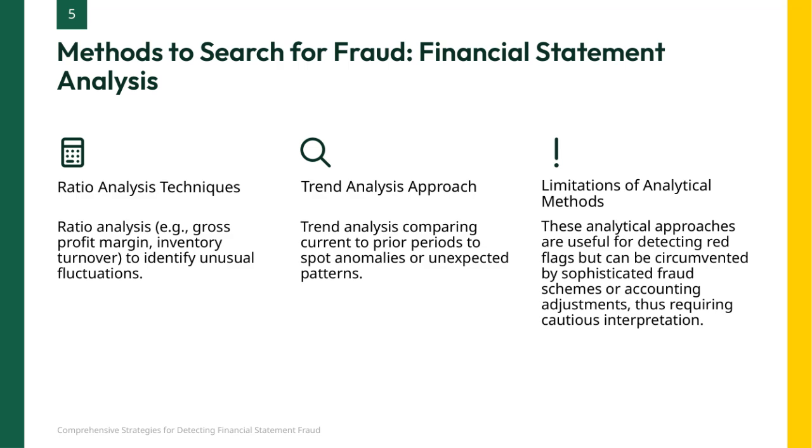By looking at metrics like gross profit margin or inventory turnover, we can spot unusual fluctuations that may signal potential issues. Next, trend analysis involves comparing data from current periods to previous ones, helping us identify any unexpected patterns or anomalies that don't quite add up. However, it's important to recognize the limitations of these methods. While they're great for highlighting red flags, sophisticated fraud schemes or deliberate accounting adjustments can sometimes evade detection. That means we need to interpret these analytical results carefully and consider them as part of a broader investigation strategy.